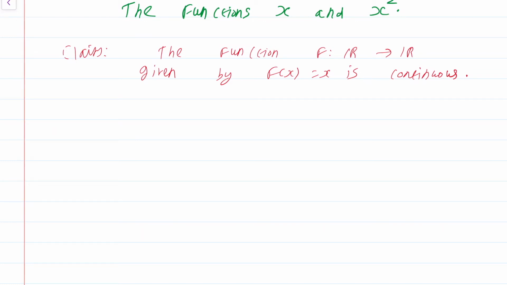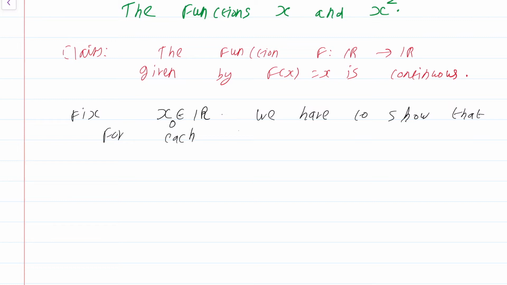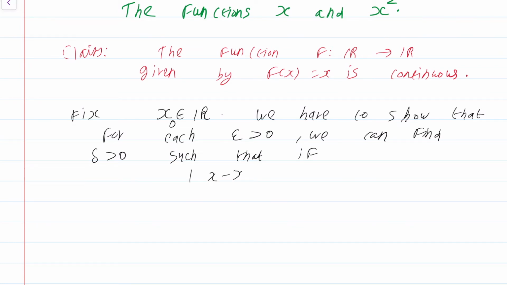So what we are going to do is fix x in R, or rather, to be ultra safe, fix x naught in R. We have to show that for each epsilon greater than 0, we can find delta greater than 0 such that if mod x minus x naught is less than delta, then mod f of x minus f of x naught is less than epsilon. Okay, I have written f of x minus x naught because f of x naught is actually just x naught.